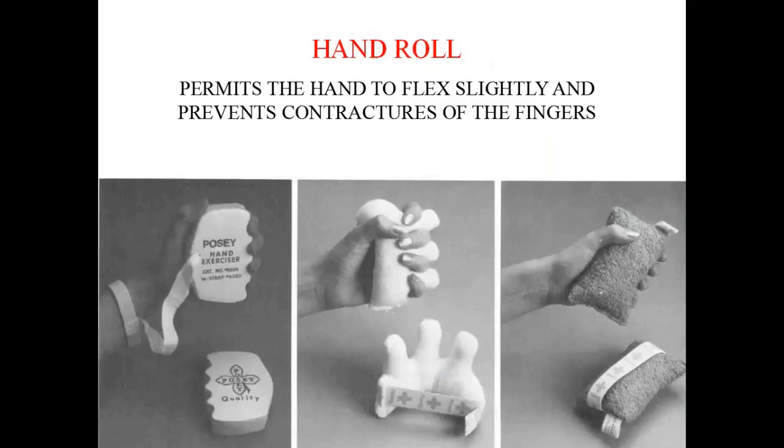Hand roll. This permits the hand to flex slightly and prevents contractures of the fingers. There are various forms of hand rolls. These can be used to prevent the contractures of the fingers.